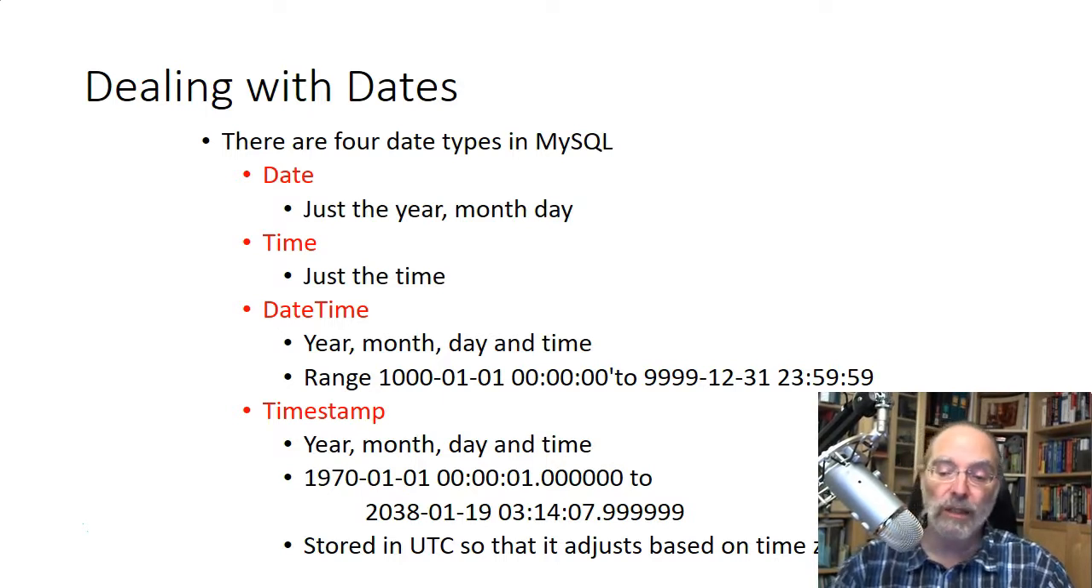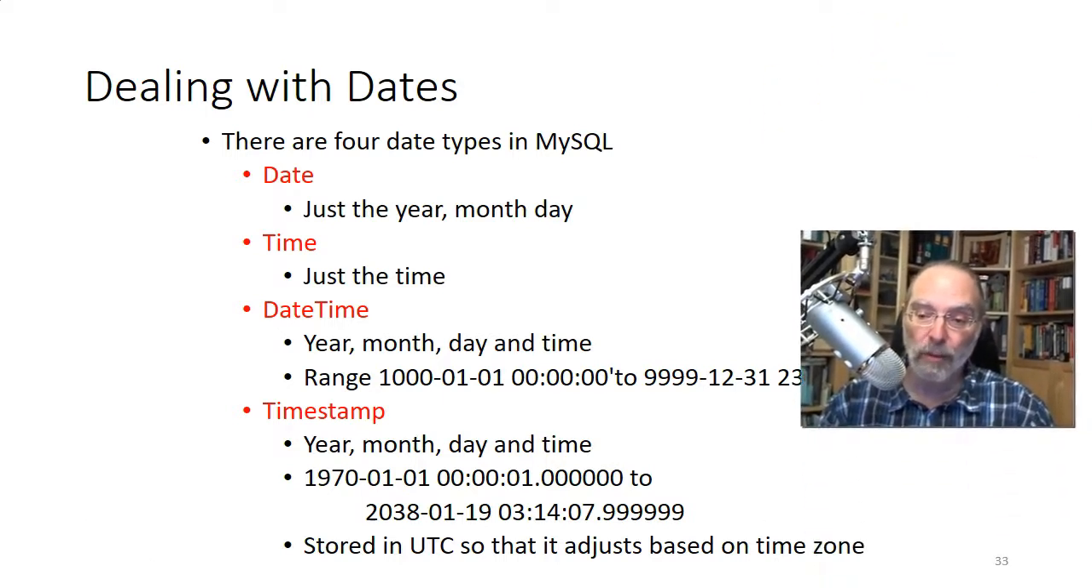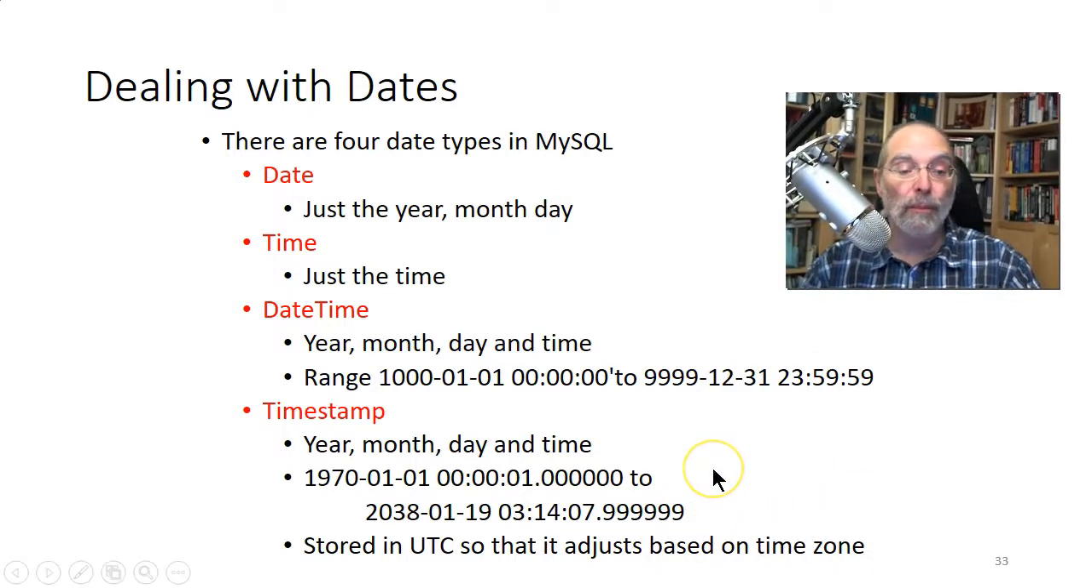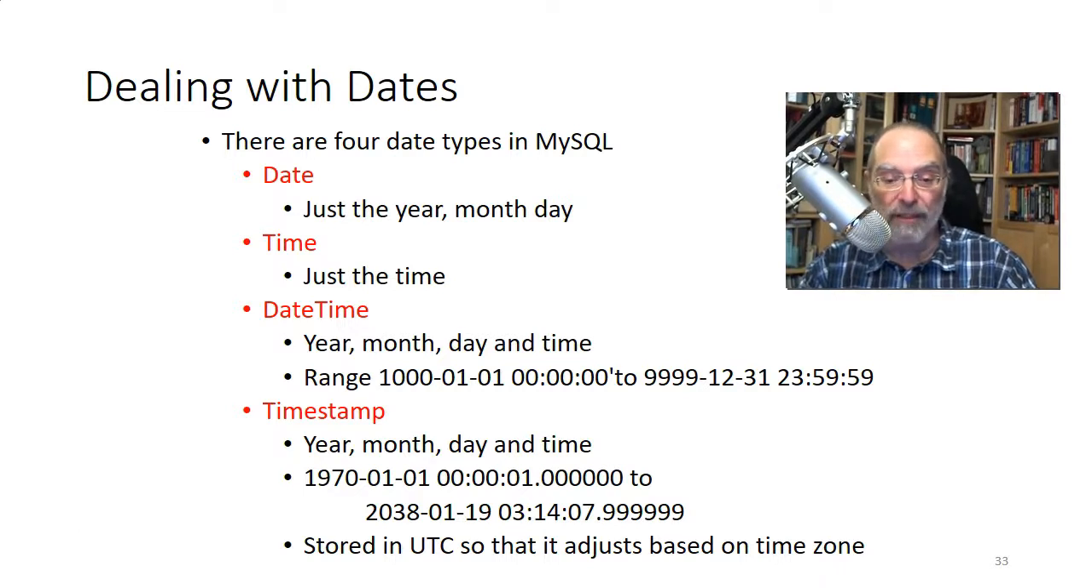So, to deal with that problem, we have timestamp. Timestamp, like date time, stores year, month, day, and time. However, for reasons I have not been able to uncover, it has a really small range. Notice it goes from 1970 to just 2038, a grand total of 68 years.